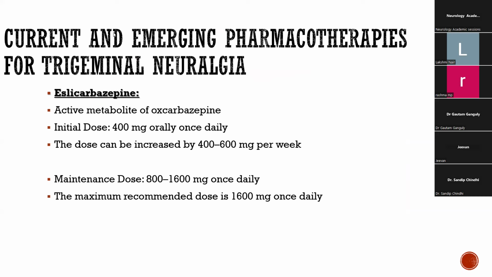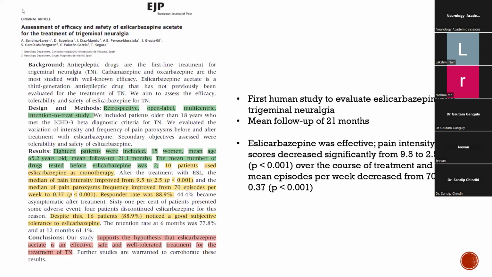Now the current as well as emerging pharmacotherapies for trigeminal neuralgia include eslicarbazepine, an active metabolite of oxcarbazepine, and it can be started at an initial dose of 400 mg orally once daily, and the dose can be increased by 400 to 600 mg per week to a maintenance dose of 800 to 1600 mg once daily. The maximum recommended dose is 1600 mg once daily.